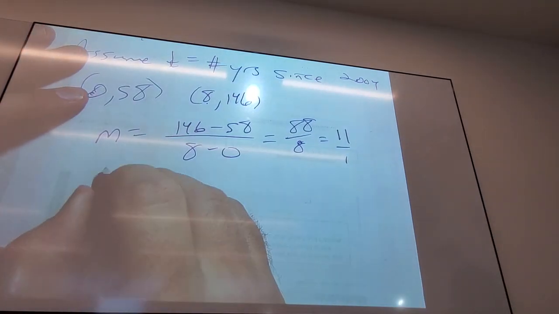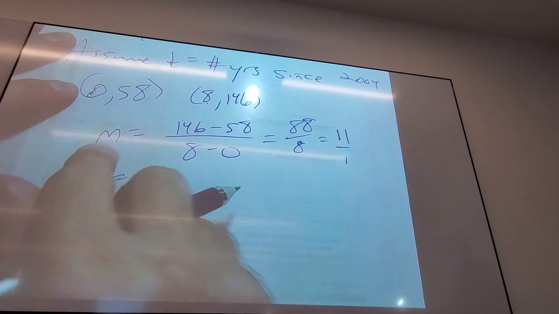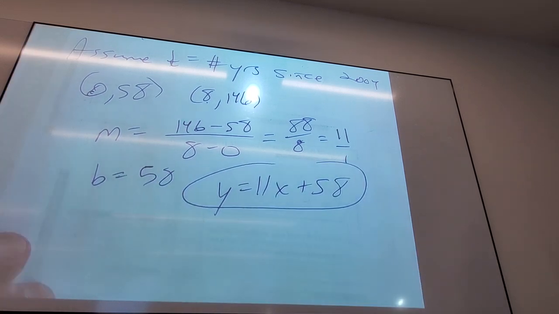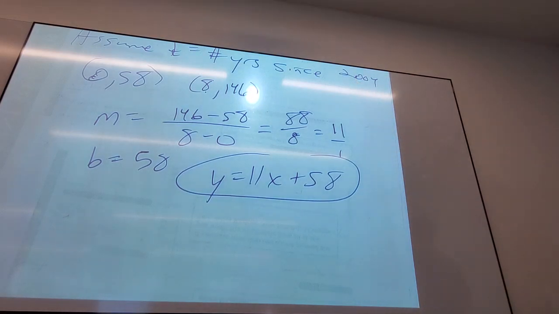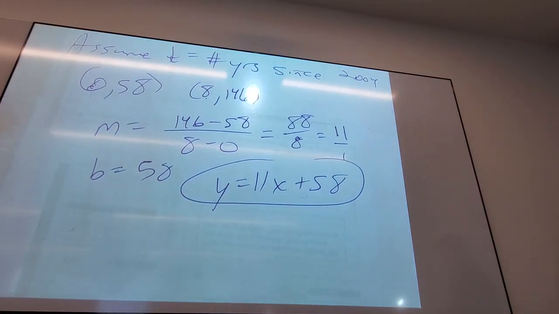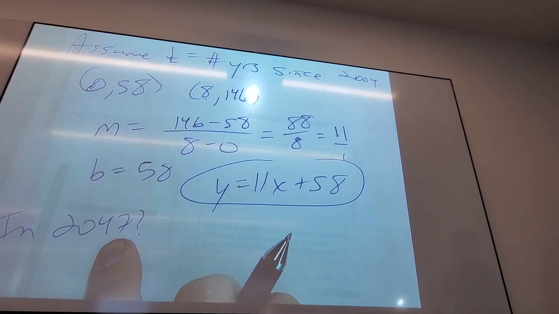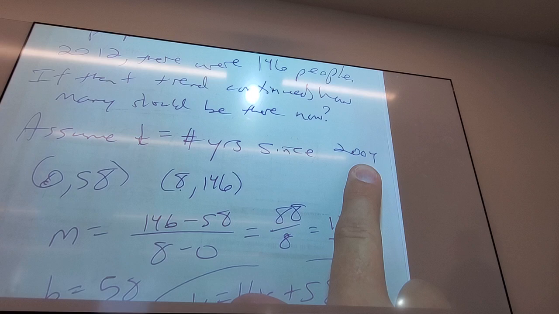So what did we say earlier? What do we know B is? No. That's M. 58, because that's the y-intercept. So y equals mx plus b. So then if I ask you, how many people would there be in 2047? What's the first thing you are going to plug 2047 in for, x? Of course not. So what should I plug in for?